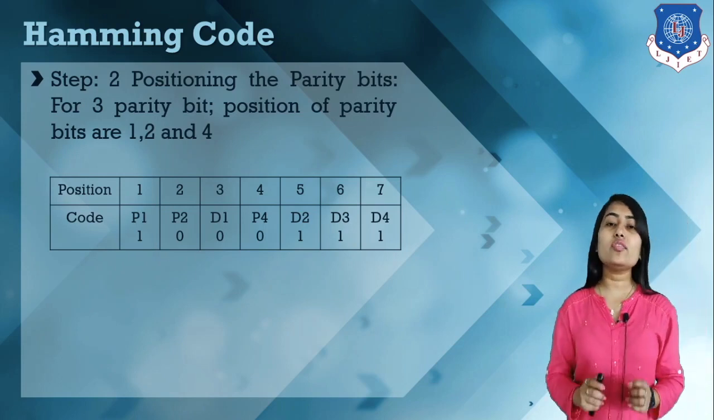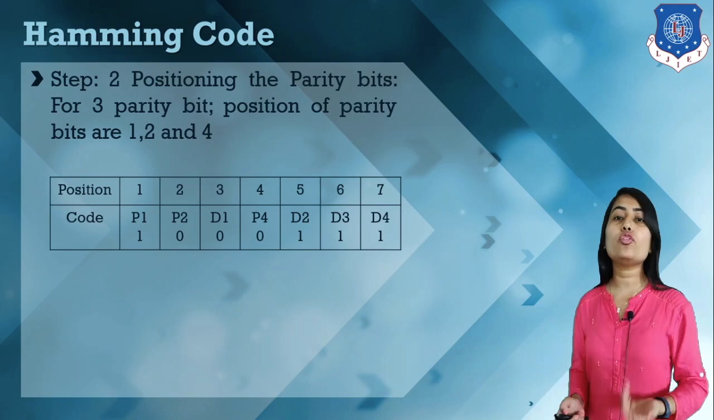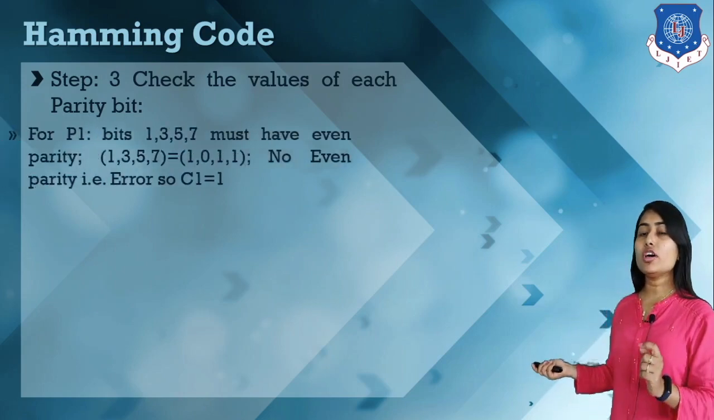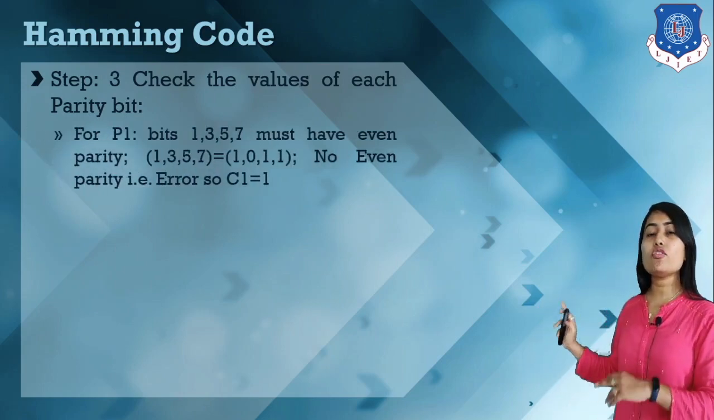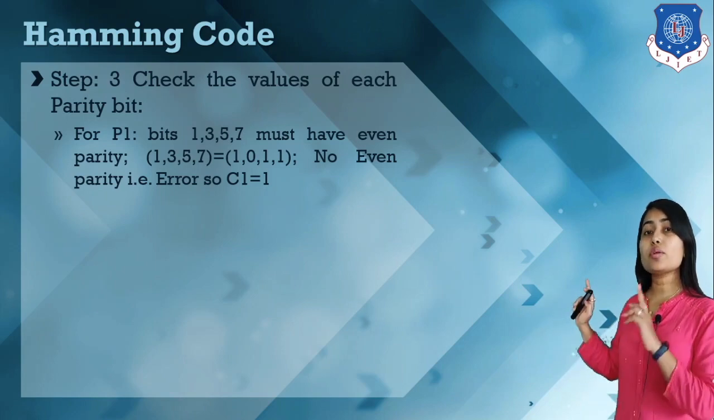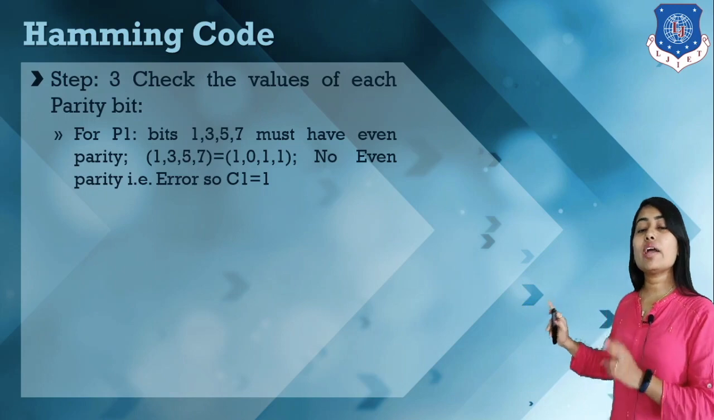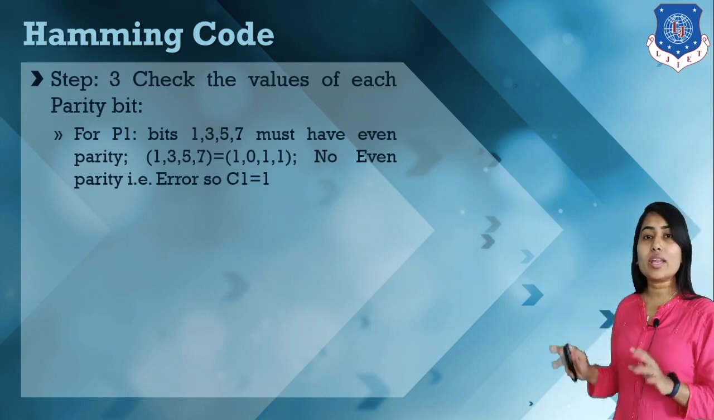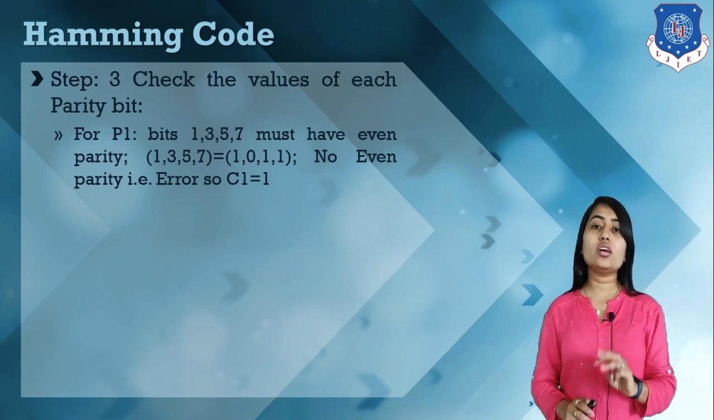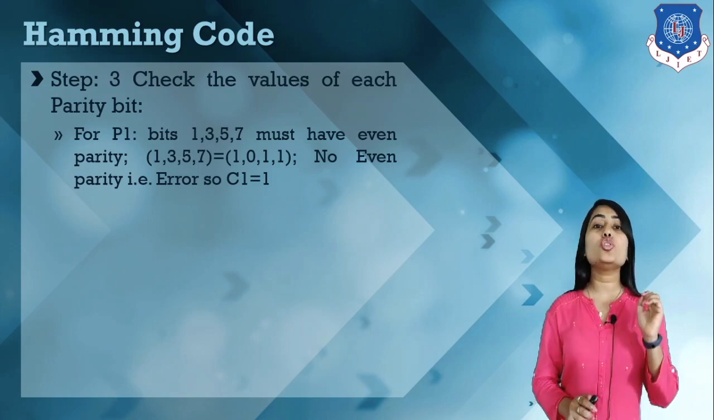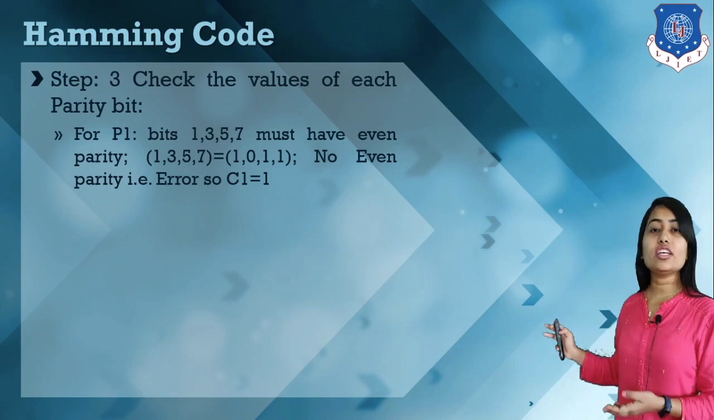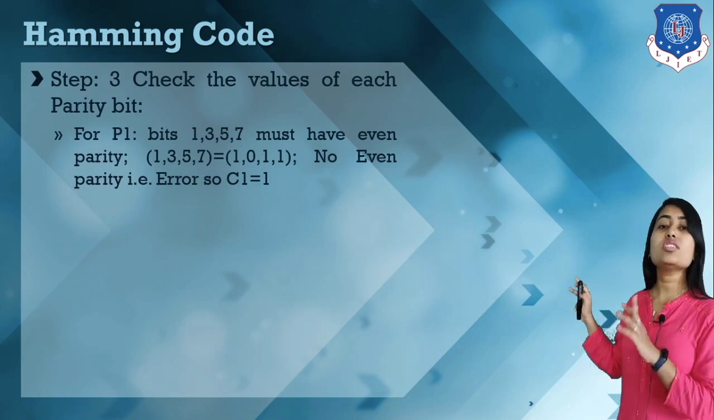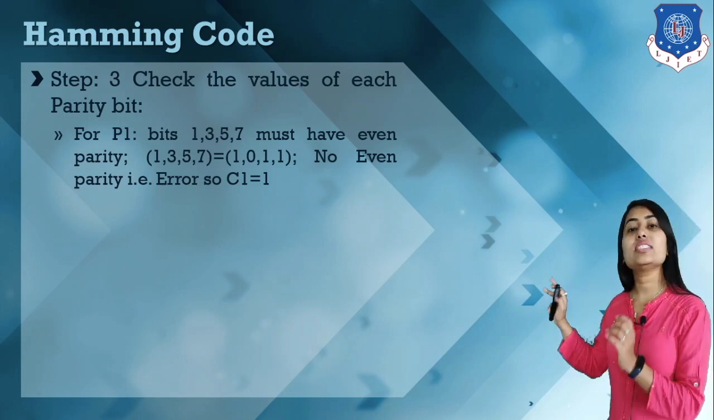Now we have to check at which location the error occurred. For that we have to check the parity bits. For P1 we check locations 1, 3, 5, 7, which must have even parity. Here we have 1 0 1 1. There is no even parity, because the total number of ones is 3. So we have an error, and the check bit for P1, C1, is equal to 1.